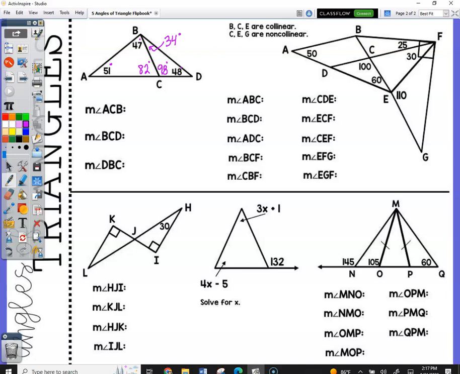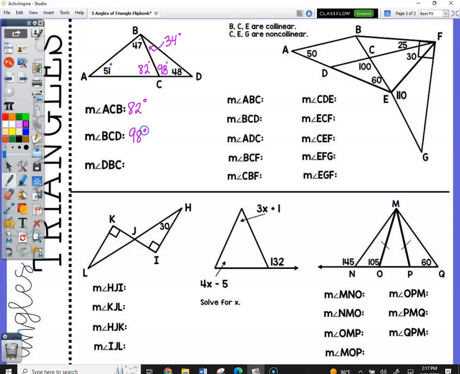Now we can look at the question. Trace carefully. Angle A to C to B. A, C, B. You already know it. What is it? 82. It's 82. 98 and 34. What about B to C to D? 98.